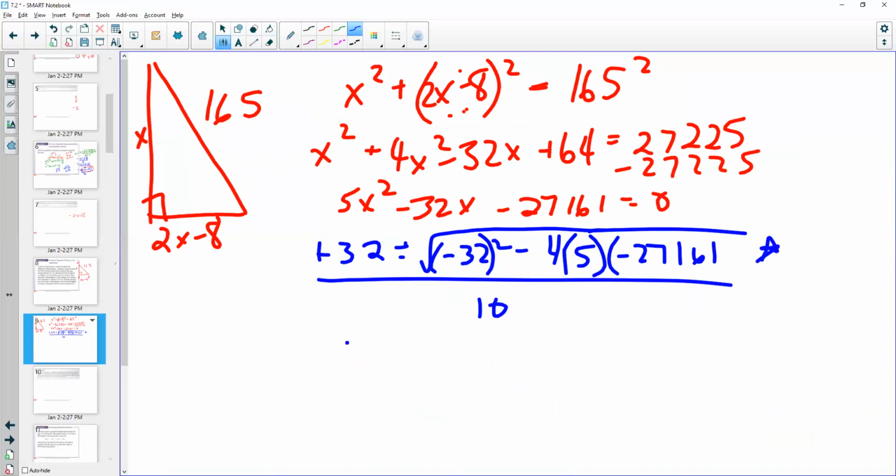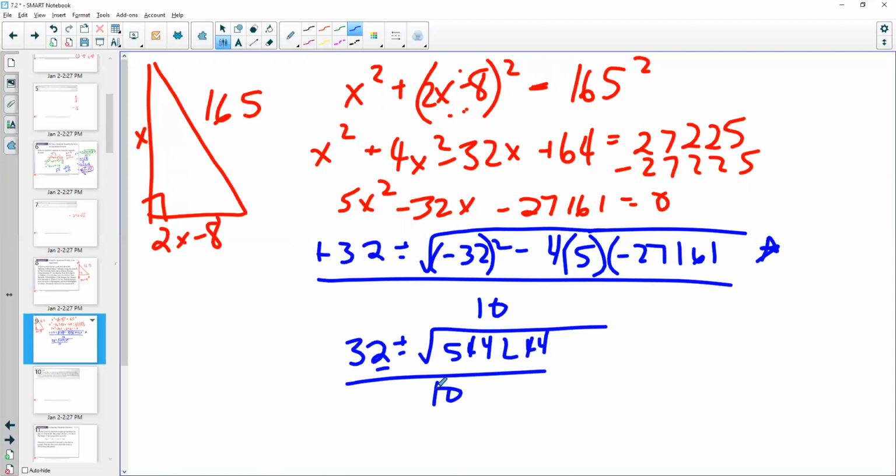Okay, eventually you get 32 plus or minus the square root of 544,244, all over 10. Well, in your calculator, do 32 plus that square root, divide by 10. Do 32 minus that square root, divide by 10. One of your answers is going to be positive. One of them is going to be negative, right?